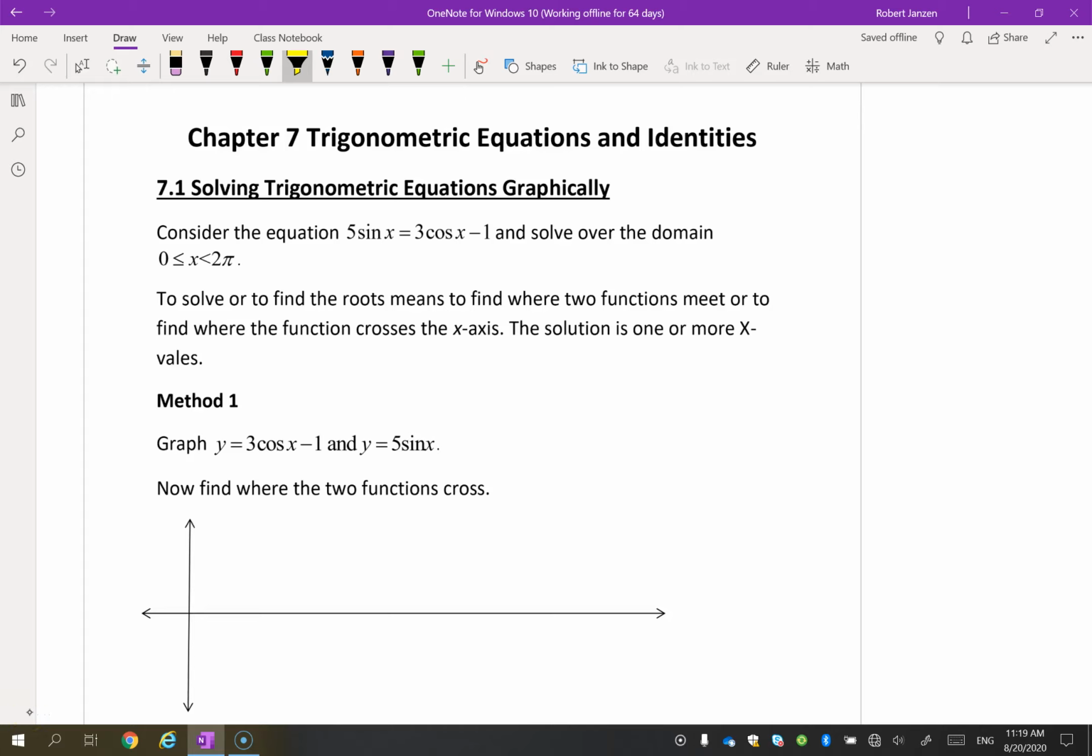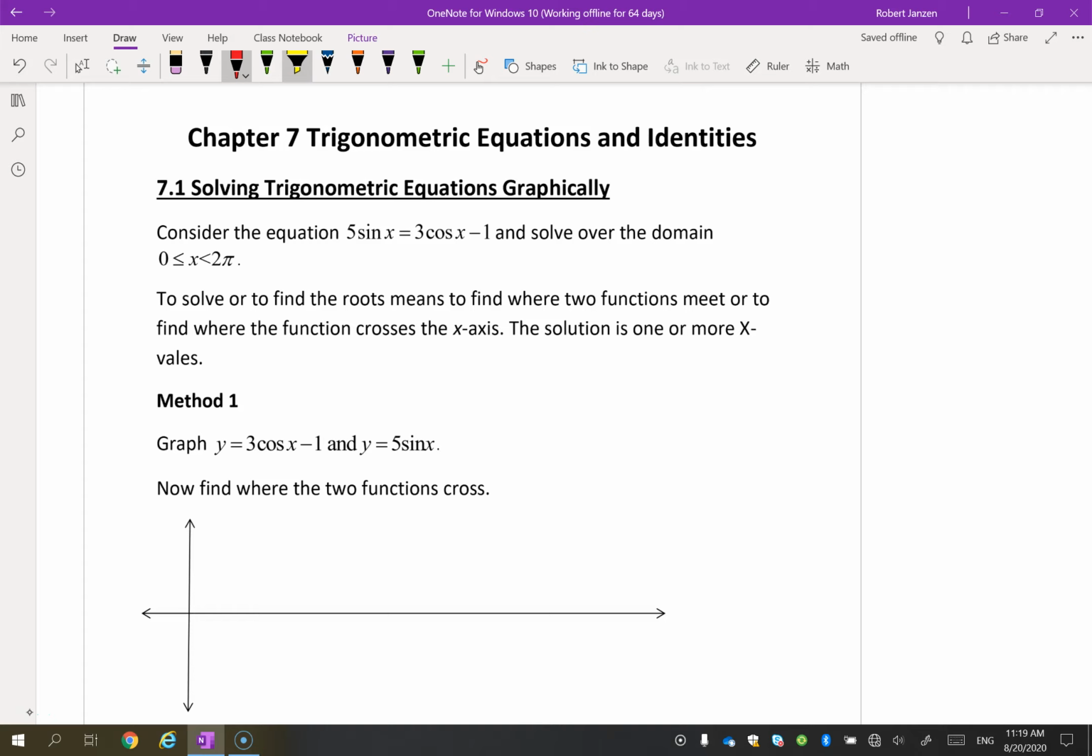All right, the third unit. This is a really long one, and it might be the most difficult of the units. So make sure that you really keep on top of things. Basically, there are two things that we're going to do in this unit. The first is solve trig equations, and the second is identities.